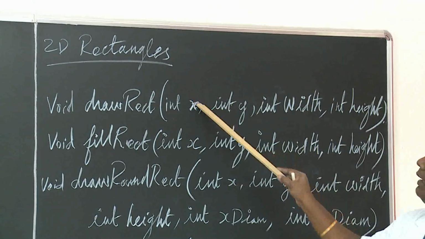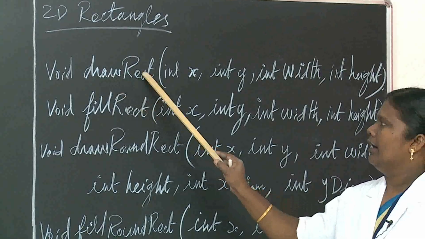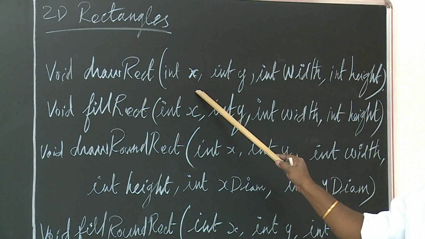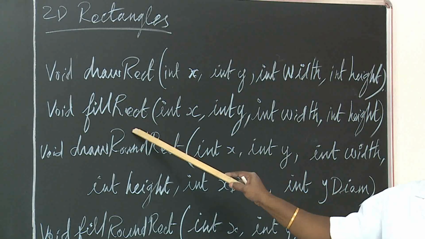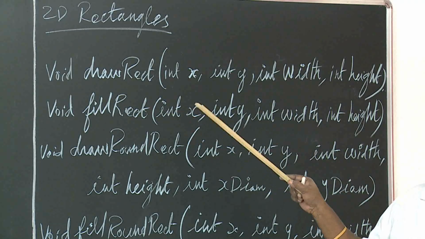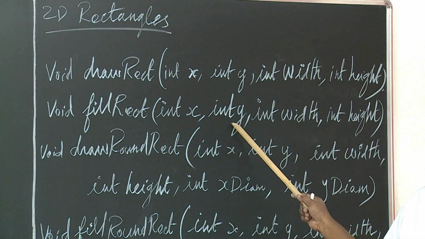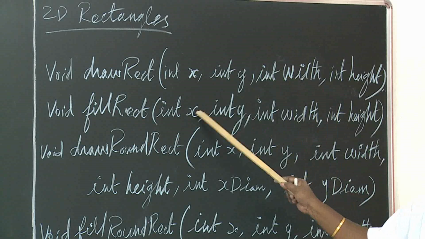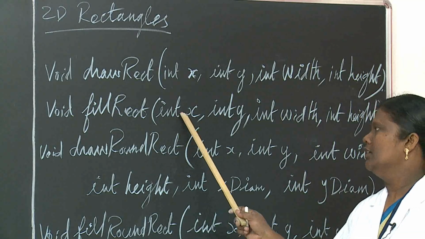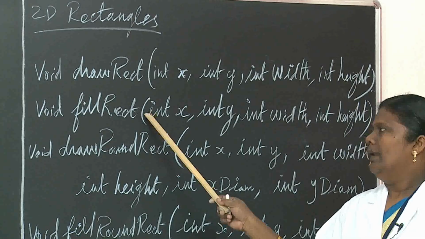Based on these parameters, it includes four functions. Draw rectangle is going to draw a normal rectangle with these specifications. The second one is fill rectangle. Along with drawing the rectangle, it's going to fill it with some color. The normal default color in graphics is black, so it's going to fill with black. If you want to change the color, we can change it and display the same. By default we fill with the black color.